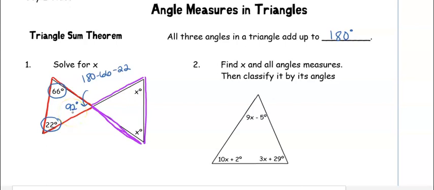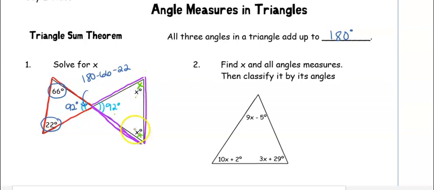From there, we need to move into the purple triangle. To move to the purple triangle, we are using the idea that vertical angles are congruent. We learned about vertical angles in Unit 1. If this is 92, this is going to be 92. Then once I look closer at my purple triangle, I notice that this angle is x, and this angle right here is also x. Both of these angles are x, therefore they are congruent angles.